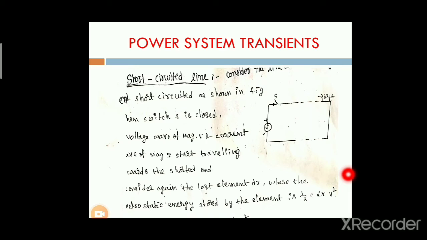Then the electromagnetic energy stored in the small length dx is half L i square into dx. Since the voltage at the shorted end is 0, the electrostatic energy is transferred into electromagnetic energy.